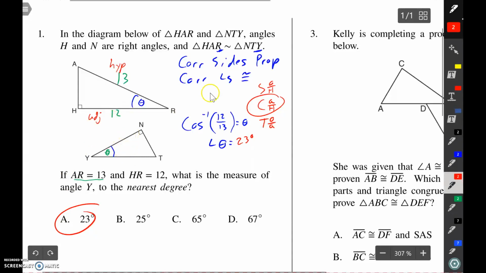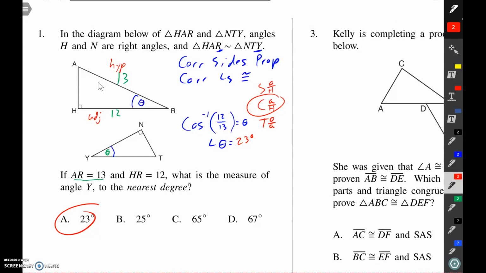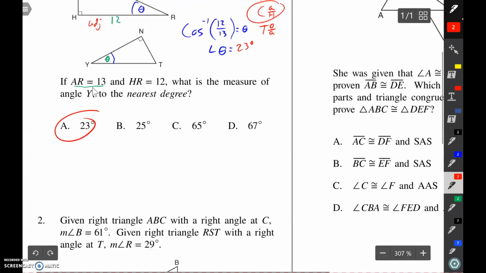So remember that trigonometry comes from similarity, because similar triangles have corresponding angles and proportionate sides. So if they tell you triangles are similar and want one angle, well, you can really find the angle or the corresponding angle in the other triangle. All right, let's move down to number 2.